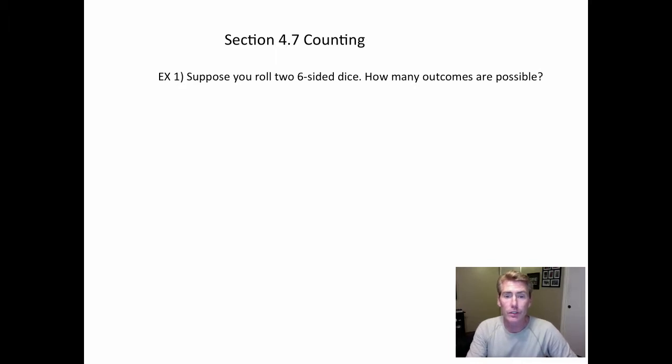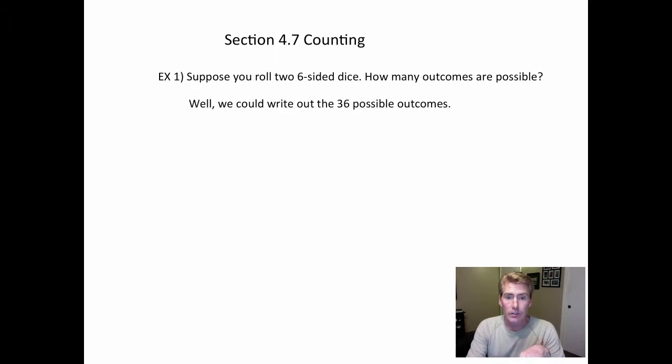So suppose you roll two dice. They're going to be regular six-sided dice: 1, 2, 3, 4, 5, 6. How many possible outcomes? An outcome would be rolling a 7. Well, how many ways could you roll a 7? There's 1 and a 6, 2 and a 5, 3 and a 4, 4 and a 3, 5 and a 2, 6 and a 1. Okay, so now we're going to do all the possibilities. How about a 12? Well, for 12, there's only one way, 6 and 6.